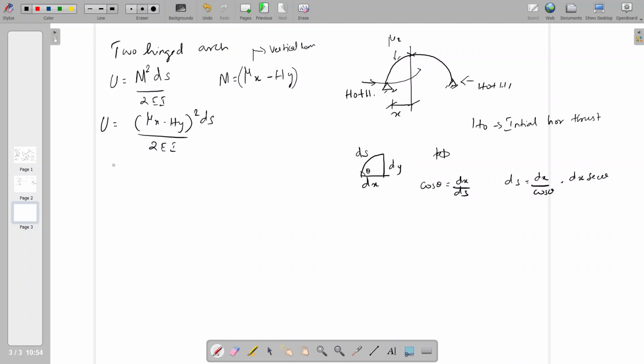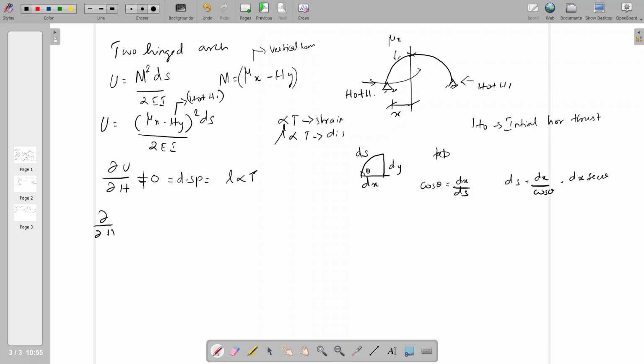We know from Castigliano's second theorem that the rate of change of strain energy with respect to the applied load is equal to 0 in the normal condition. But due to the temperature change, this will not be 0. This is actually the displacement. What is the displacement due to the temperature change? Alpha T is the strain and L alpha T is the displacement. So we should equate it to L alpha T, and also replace H equal to H0 plus H1 due to the additional horizontal thrust.